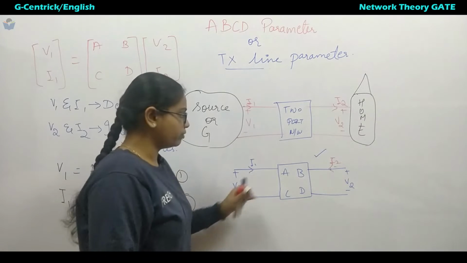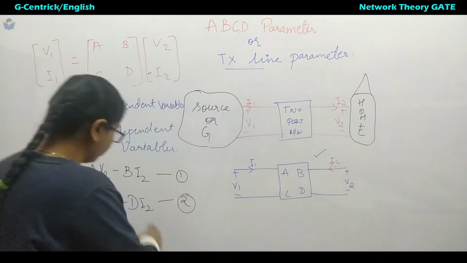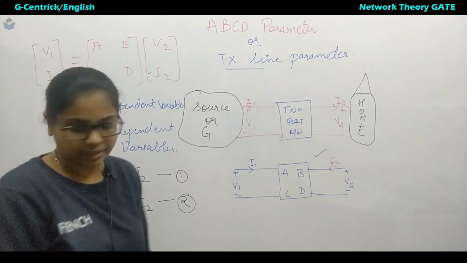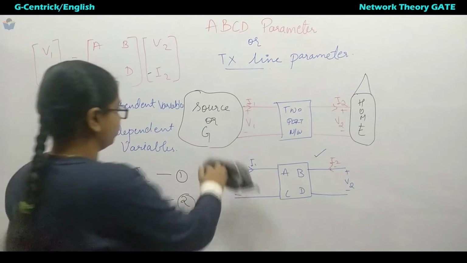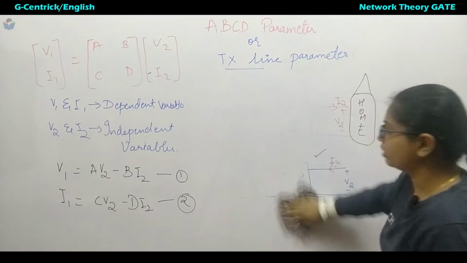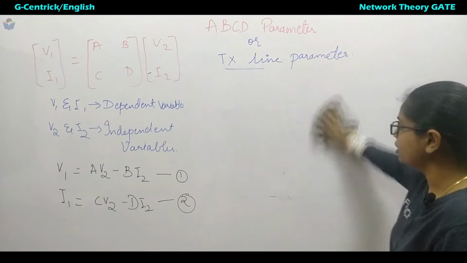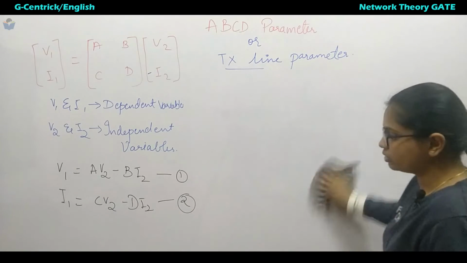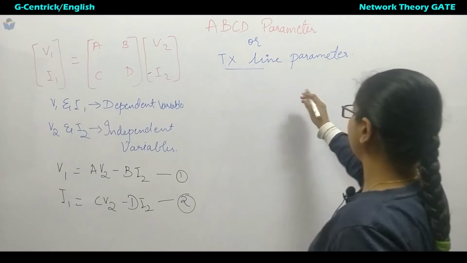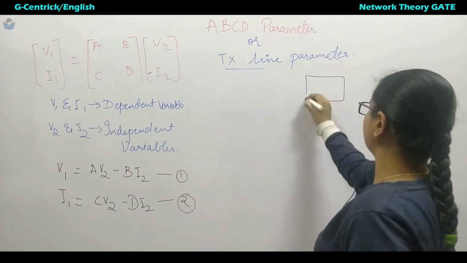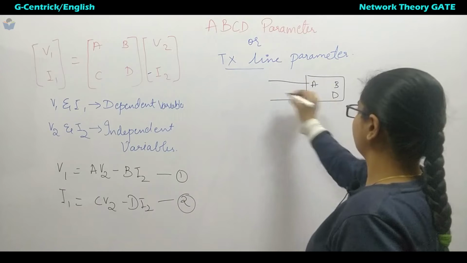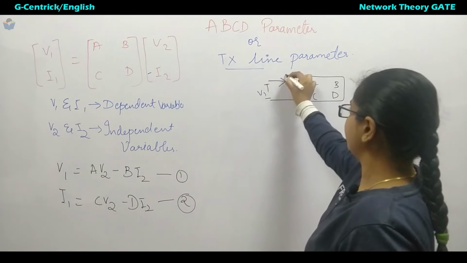Now after this one, we have to analyze. When I2 is 0 and when V2 is 0, what are all the equations that we get? So now I'll rub this one over this side, and we will analyze the equations. When I2 equals 0, it means it is open circuited. When V2 is 0, the terminals are short circuited. So if I draw here again, this is A, B, C and D. This is V1, and here is current I1.